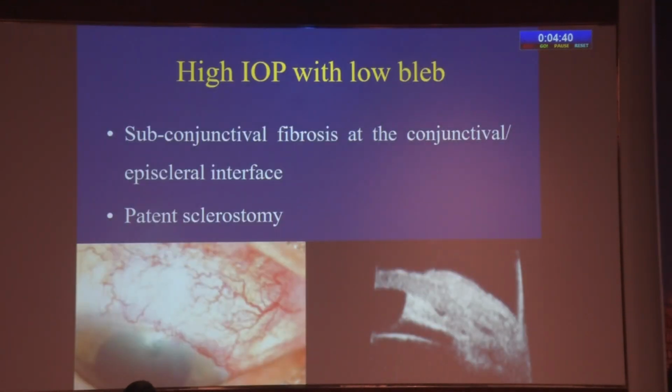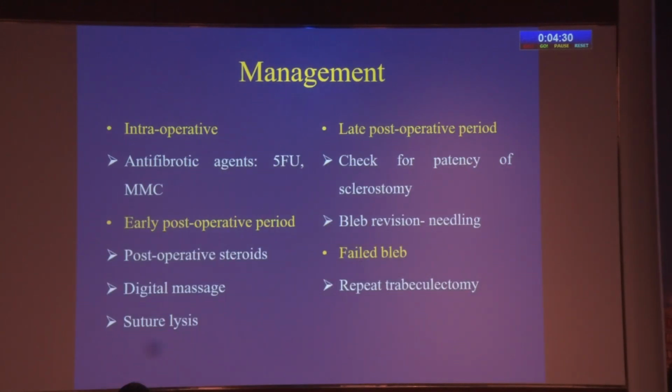So high IOP with low bleb: subconjunctival fibrosis at the conjunctival or the episcleral interface, and a patent sclerostomy. Management would be intraoperative antifibrotic agents like 5-FU or MMC. Then early postoperative period: postoperative steroids, digital massage, suture lysis. Digital massage, let me tell you, either you need to teach your patient or at least show the patient how to do it.